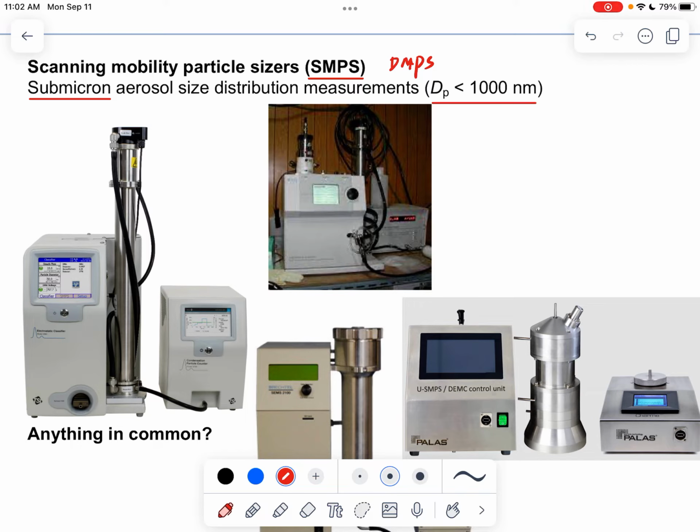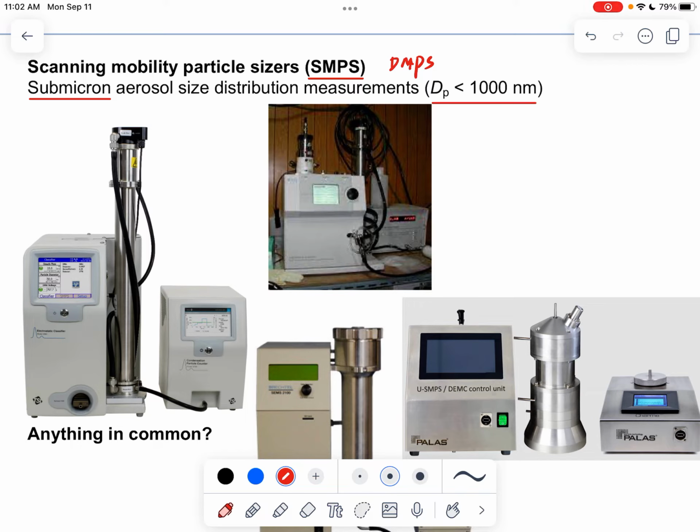So here I'm showing you a few pictures of the SMPS systems. These systems can be from the same company, right? For example, these two are from TSI. They represent the newer version that's shown here, and the older version that's shown here. And some SMPS systems are from other companies. By directly looking at these different pictures, of course, their appearance can be very different, but there are some commonalities, right? So is there anything in common?